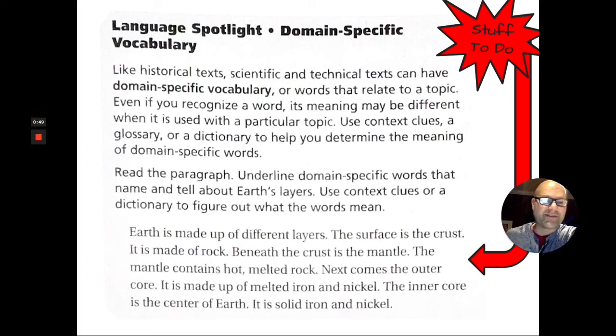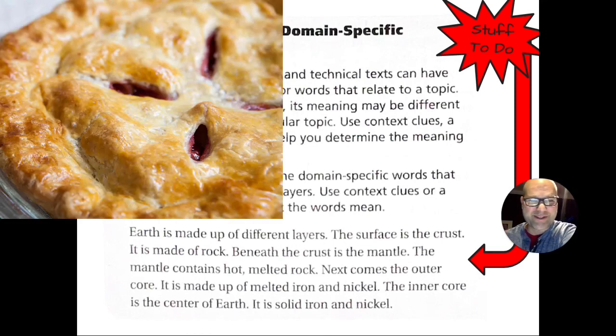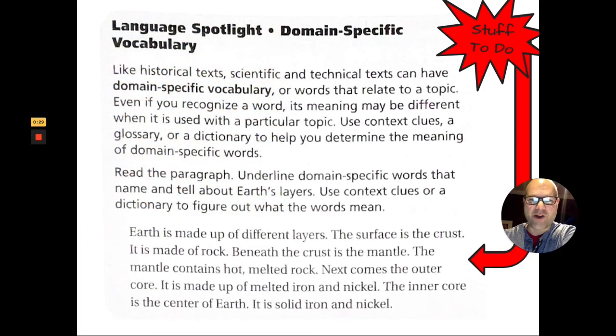So these are kind of funny words because you typically don't see them in science, and here you go. Earth is made up of different layers. Well, that's not that strange. You've probably heard of that. The surface is the crust. Now, where have you heard that term? Especially around the holidays, eating pies, right? It is made up of rock.